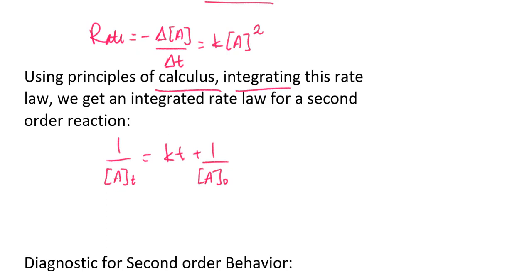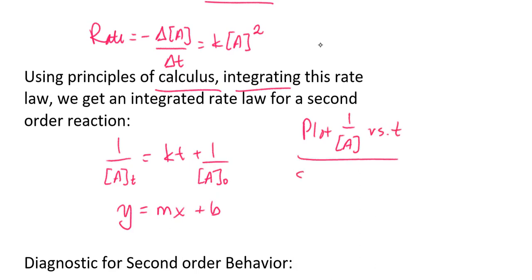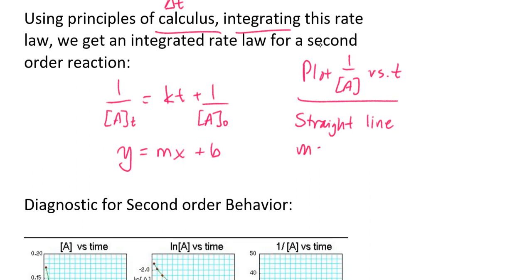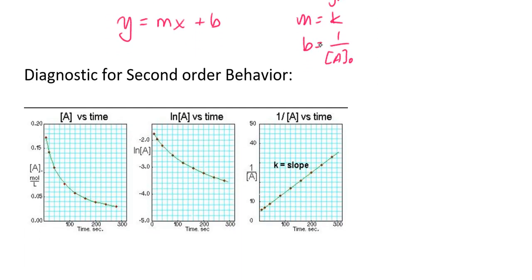the initial concentration. So once again, comparing this to our equation for a straight line, what this is showing me is if I plot 1 over the reactant concentration as a function of time, if I have second order behavior, then that plot is going to give me a straight line. And that straight line will have a slope of k itself, the rate constant, and a y-intercept of 1 over the initial concentration.